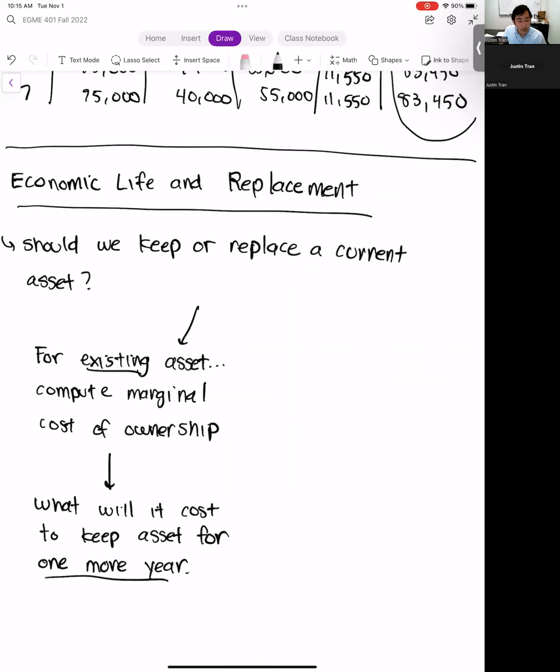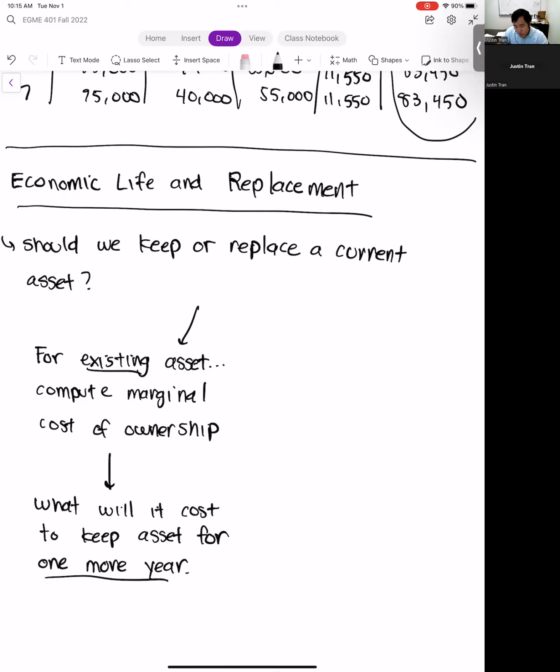Okay. And so that can be things like maintenance costs, or maybe you expect it to break down at some point during the year, and so you have to fix it. And so you have to ask your question. You're only going to ask the question for just one extra year. And so for one extra year, how much is it going to cost to maintain this asset? Okay. And then you can assume that you get rid of it after that year.